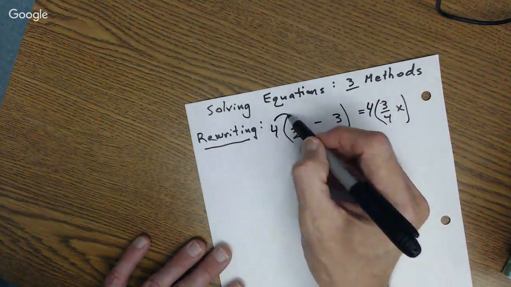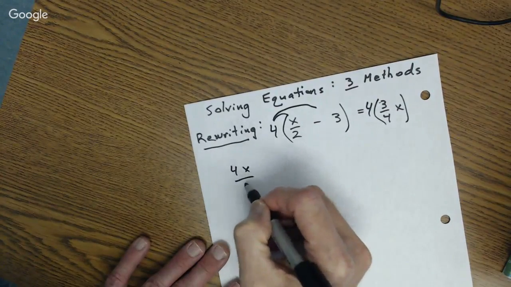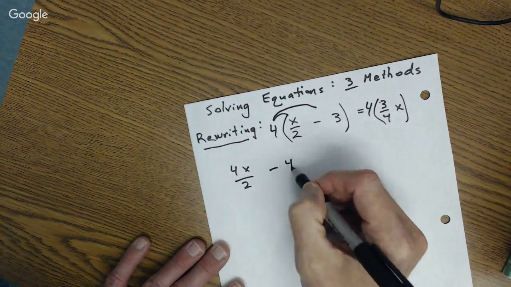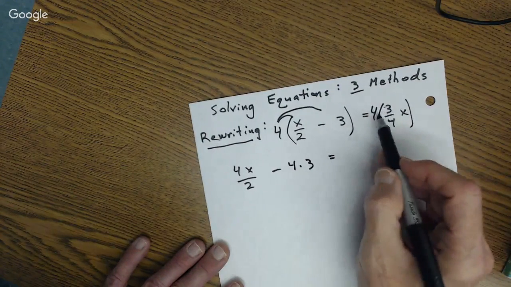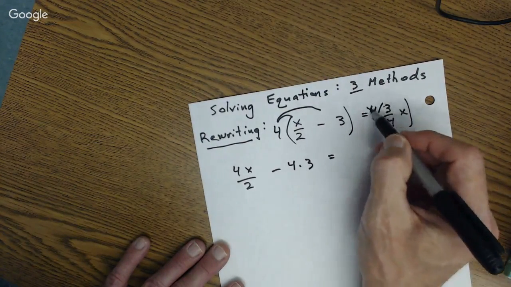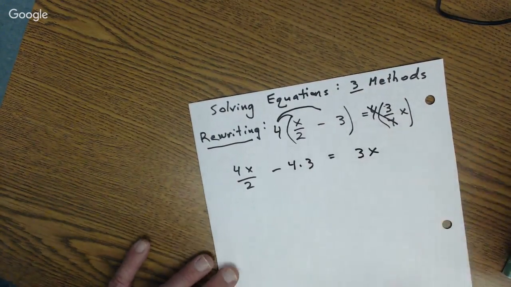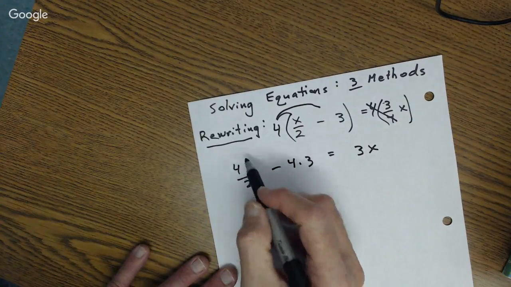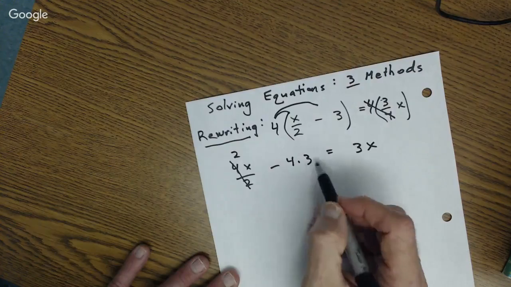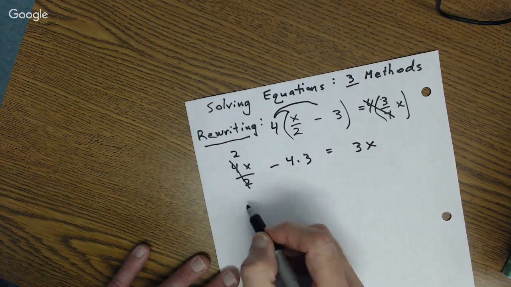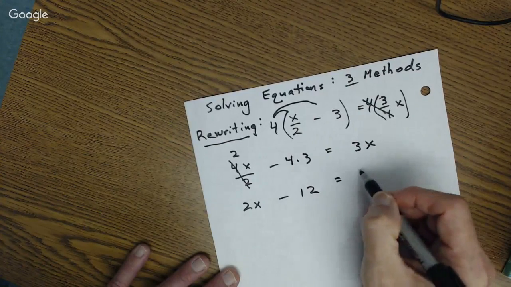So what happens here, I'm going to have to distribute. So I'm going to get 4x over 2 minus 4 times 3. Over here, I'm just going to cancel. I've got a 4 in the numerator and a 4 in the denominator, so I can just cancel that. I just end up with 3x. Here I've got a 4 over a 2, so that cancels and leaves me a 2. And of course, 4 times 3 is 12. So I'm going to end up with 2x minus 12, and that's going to equal 3x.